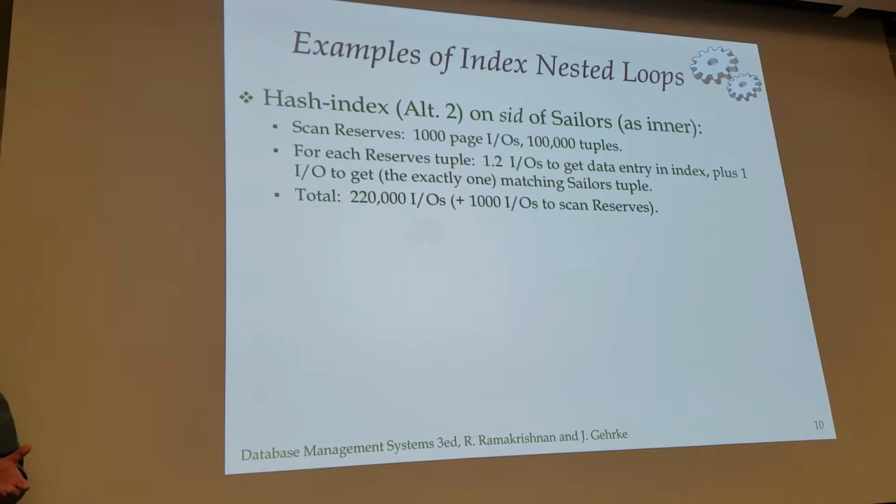You've got an SID. SID is the key of sailors. You want to get the SID in reserves, find the matching SID inside sailors. Normally you'll have referential integrity. You can't have a reserve tuple for a sailor that doesn't exist. But it'll be one matching sailor tuple. So there's one IO to be able to get that, assuming things aren't in memory.